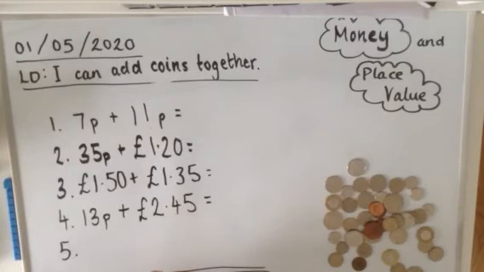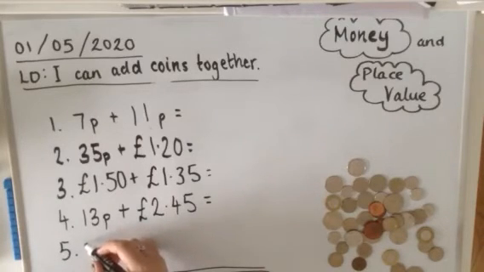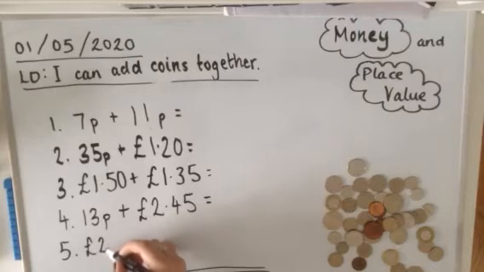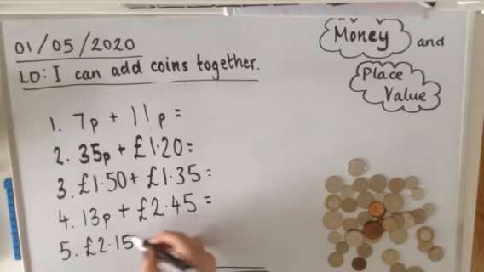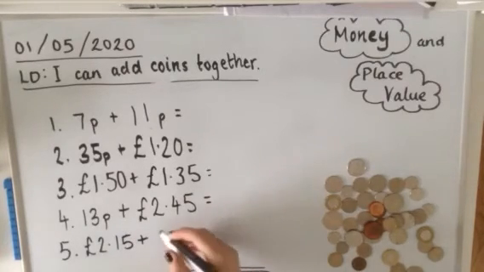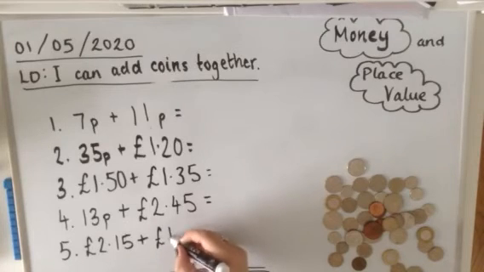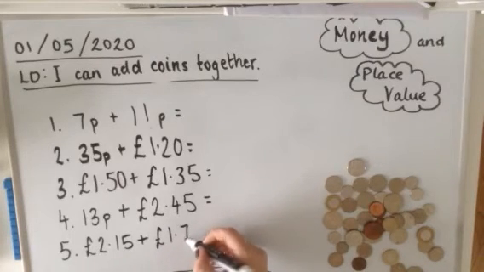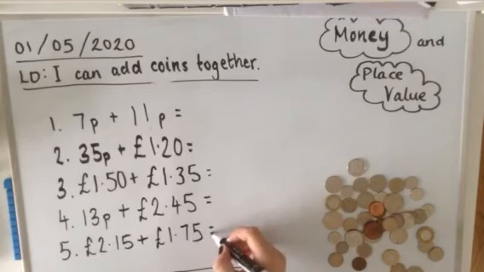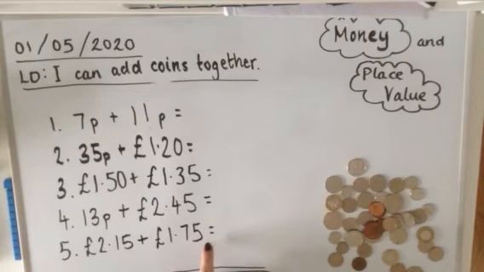And number 5, I would like you to do £2.15 plus £1.75. Now this one's going to be quite tricky because your ones, I'm not going to say anything else, don't get caught out by that, okay? Think about our place value and that will help you, okay?